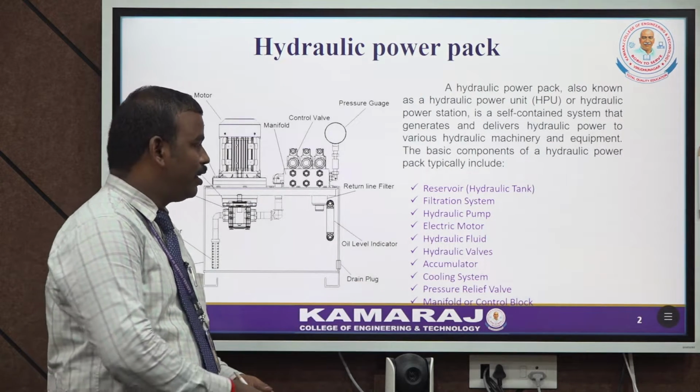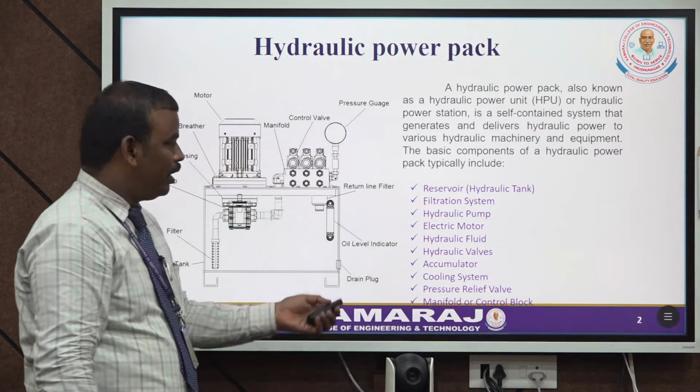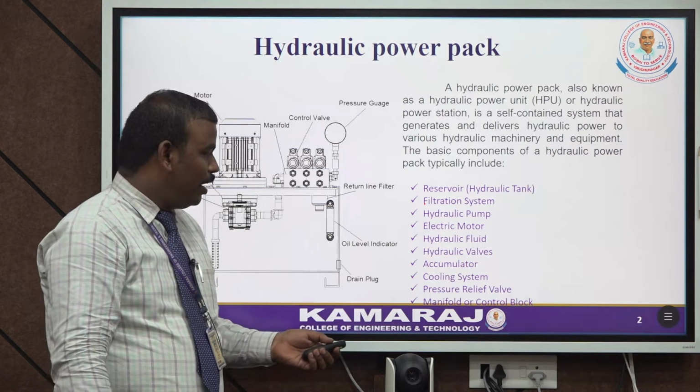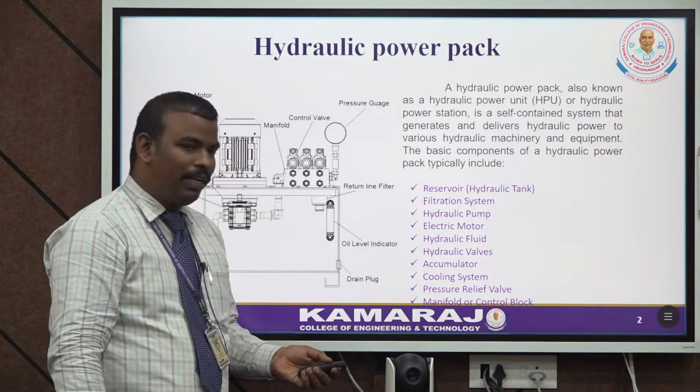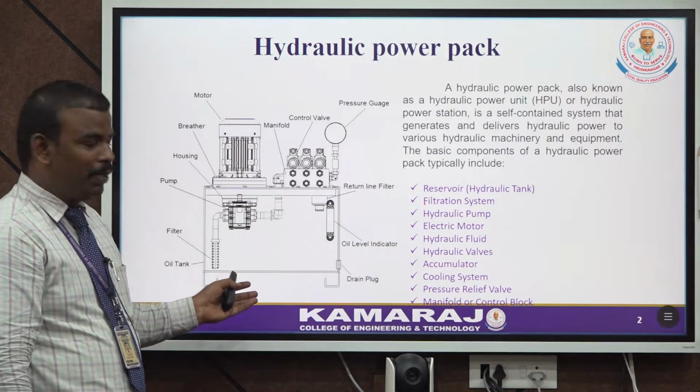The first one is the reservoir. Then the second one is a filtration system, the third one is the hydraulic pump, then the electric motor, hydraulic fluids, hydraulic valves, accumulator, cooling system, pressure relief valve, and a manifold or control block. This is the block diagram of the hydraulic power pack.